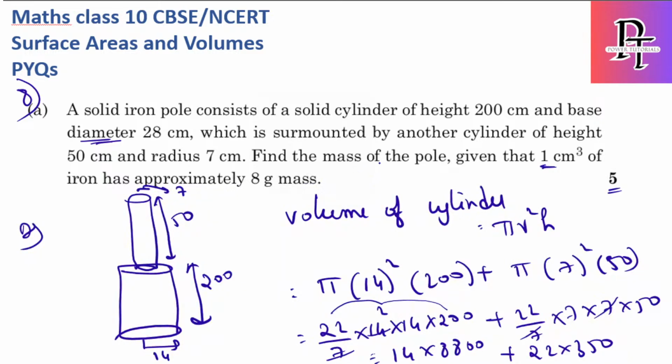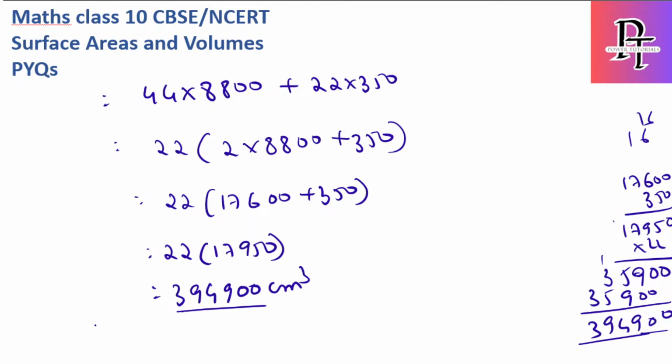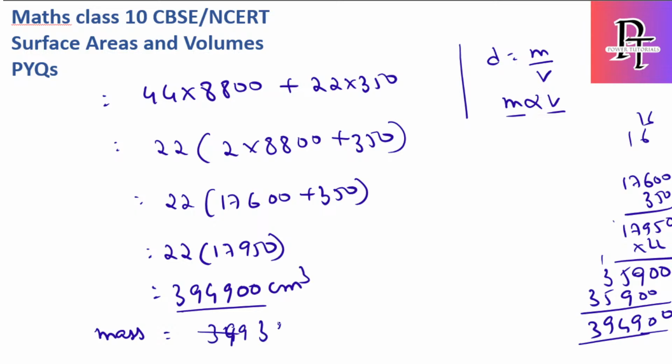We have found volume. They are saying that 1 centimeter of volume will contain 8 grams of mass, but we got this much of volume. So mass will be, so we should know the other formula, which is density is equal to mass by volume. Okay, so simply mass is proportional to volume. So fine. So 1 centimeter cube is how much? 8. So simply this I have to multiply into 8. 3394900 into 8 grams. So let's multiply into 8.